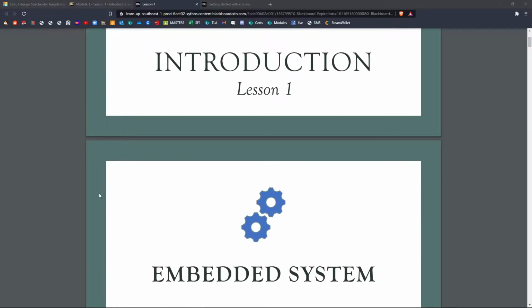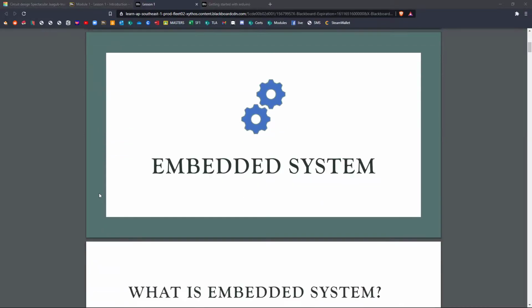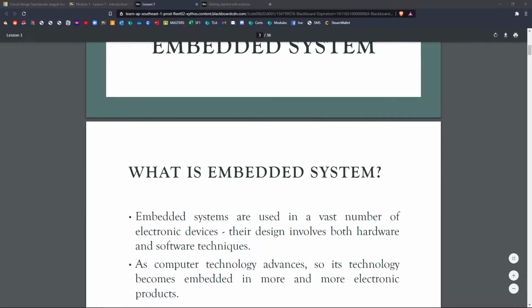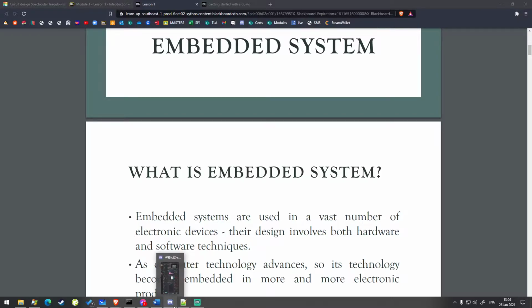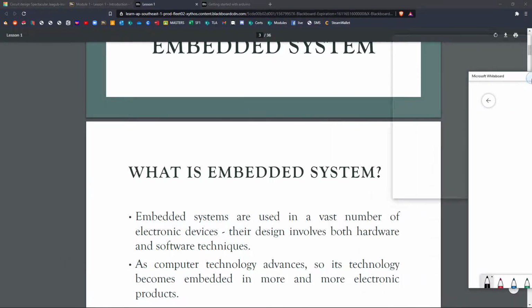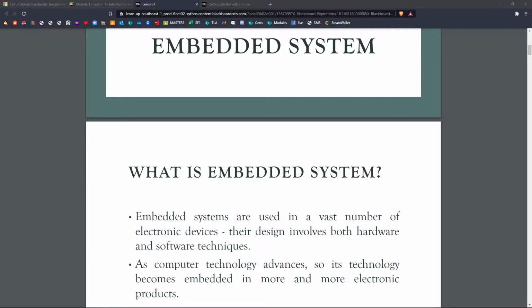Embedded systems. So, what is an embedded system? Embedded systems are used in a vast number of electronic devices. Their design involves both hardware and software techniques. Embedded systems are usually something we don't notice, but they are usually just around us, usually in our homes. For example, in our washing machines, our microwave ovens, or air conditioning units. All of those usually have what we call embedded systems.